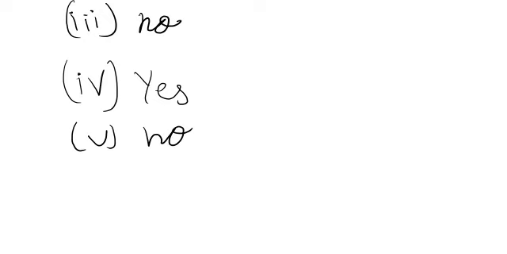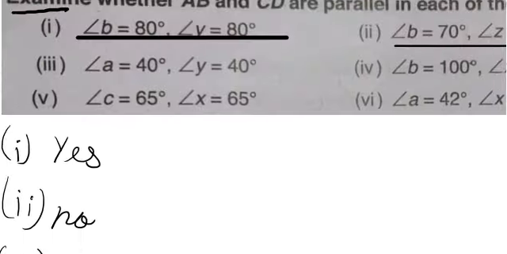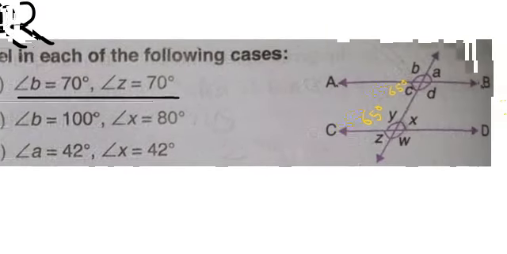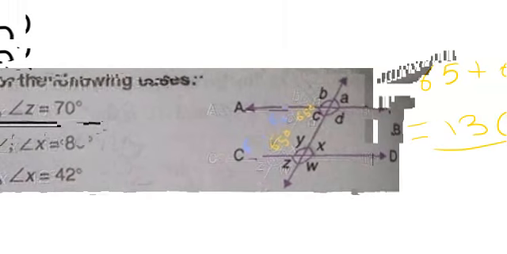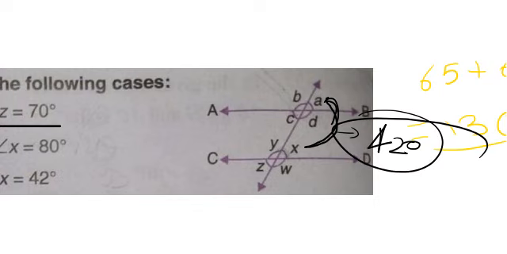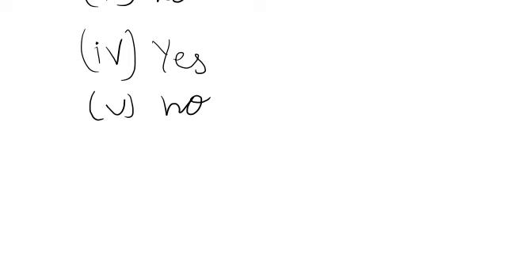Then next one, what else do we have here? The sixth part of this is angle A equals 42 degrees, X equals 42 degrees as well. So A and X are what? Corresponding angles. This is A, this is X. They are corresponding angles and both of them are 42 degrees. So this means that the lines are parallel. So we write it here, yes.